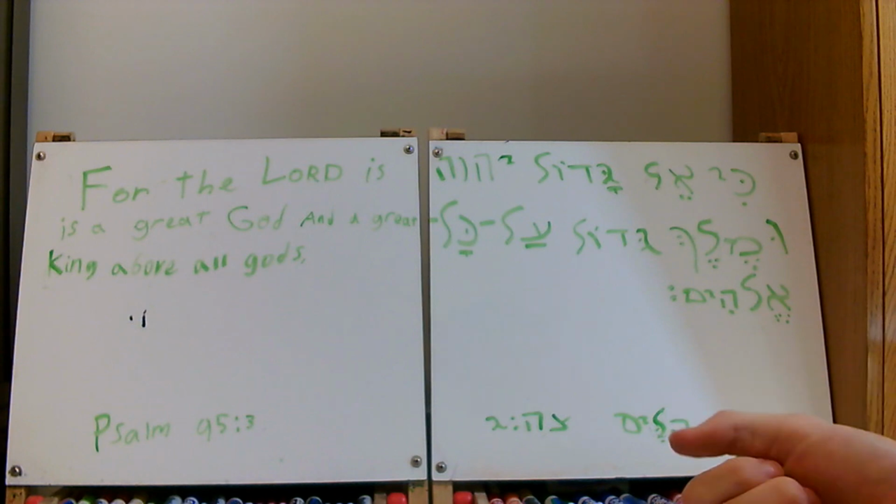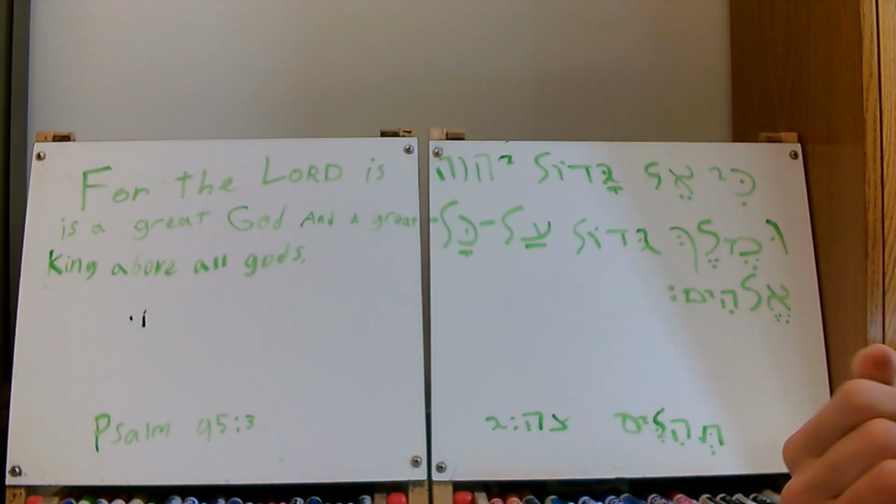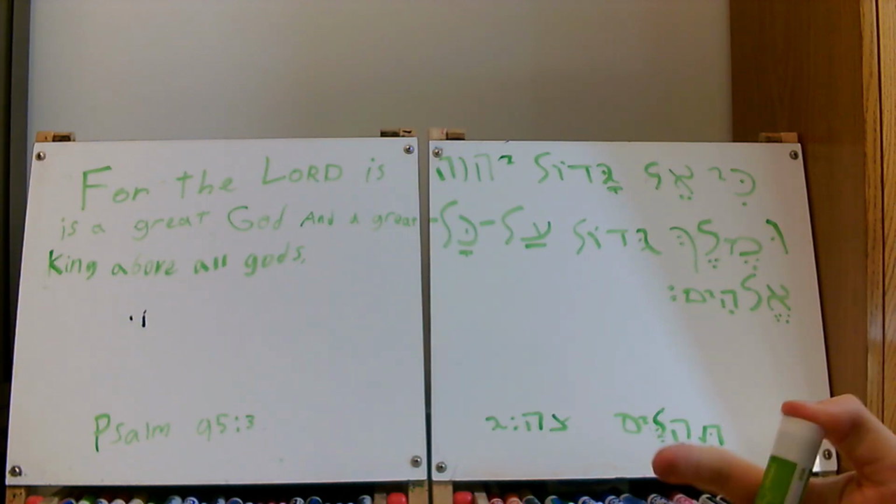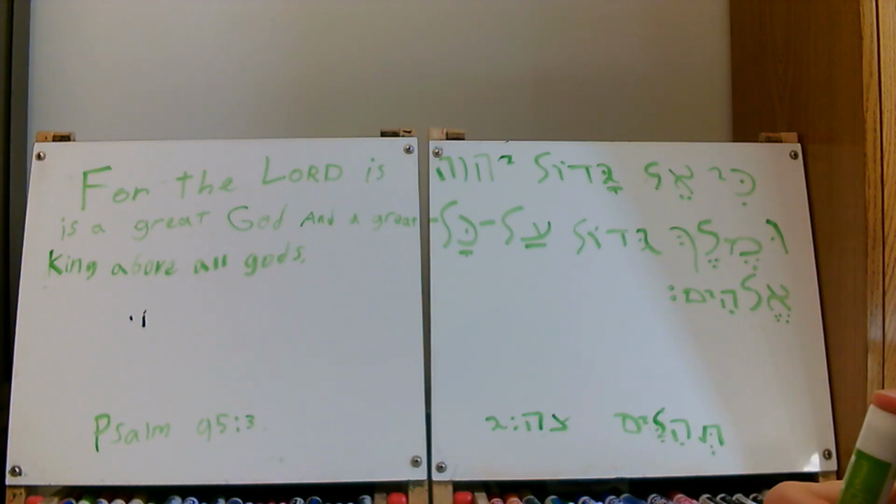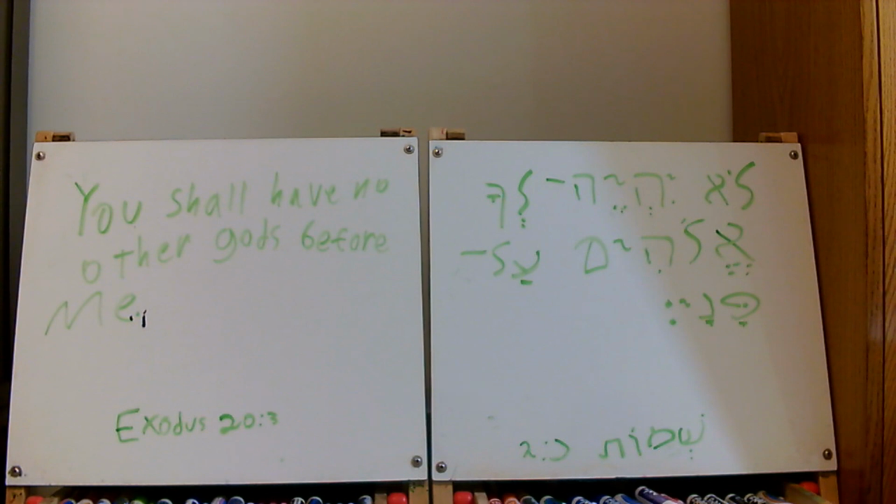Gadol Al Kol Elohim. So yeah, and lastly, I will get an example from the Ten Commandments, actually, of Elohim being used as false gods. So you probably don't need an example of Elohim being used for false gods, but the word being used for false gods, but here it is anyway.